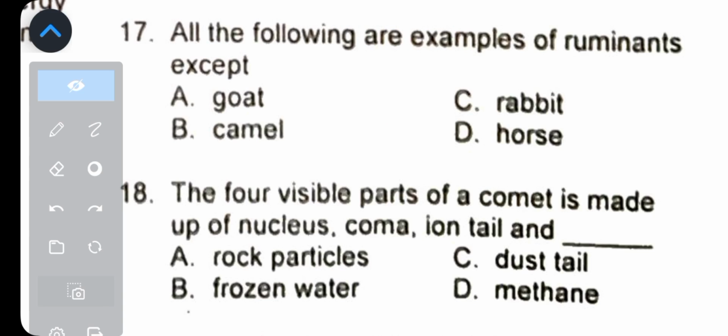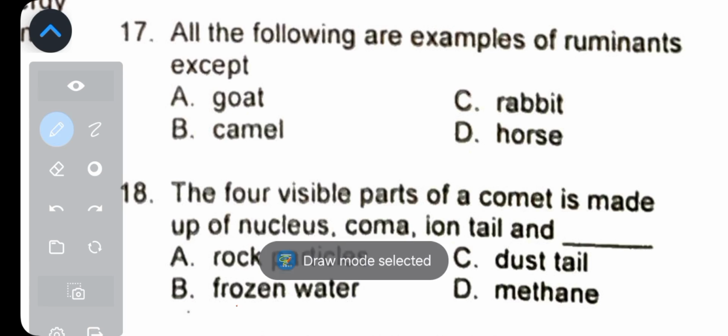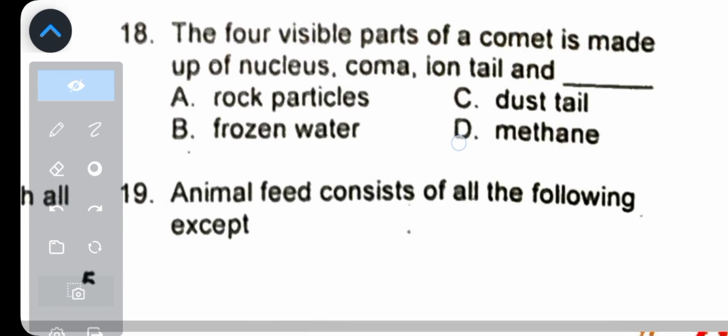Question 18. The four visible parts of a comet is made up of a nucleus, coma, ion tail, and A, rock particles, B, frozen water, C, dust tail, D, methane. So the answer to question 18 is C, dust tail. Question 19.